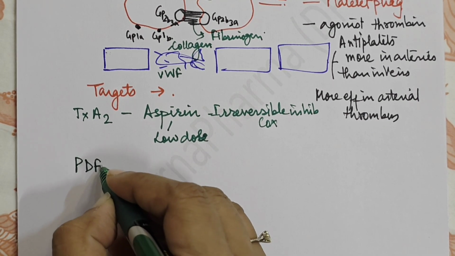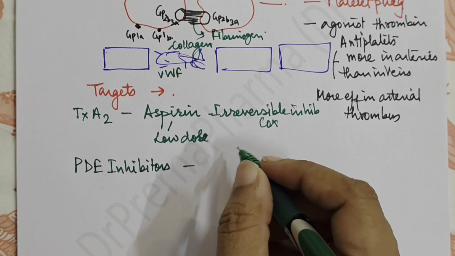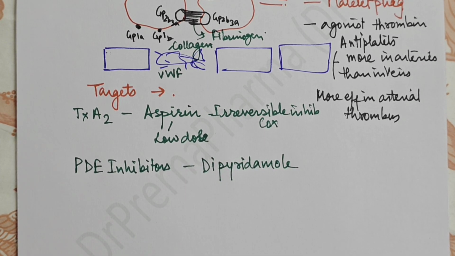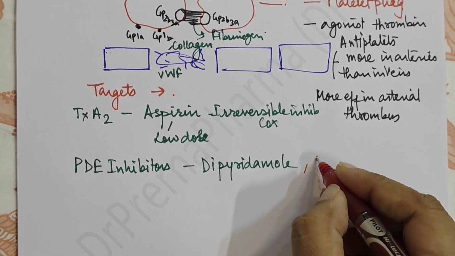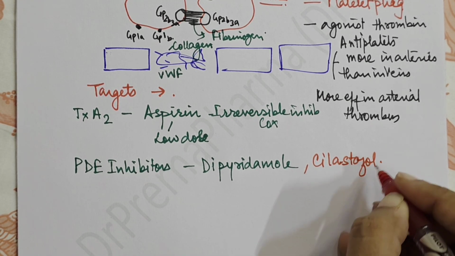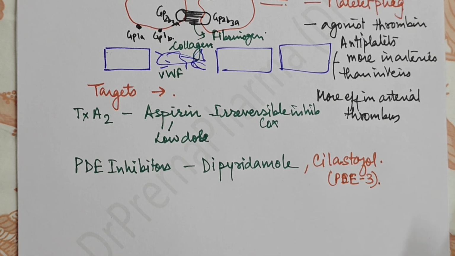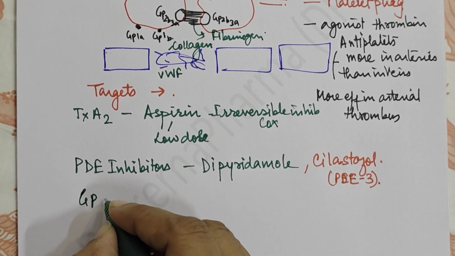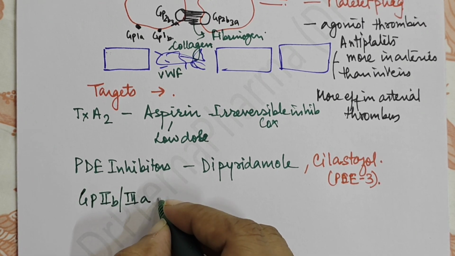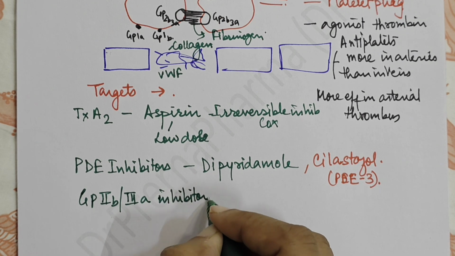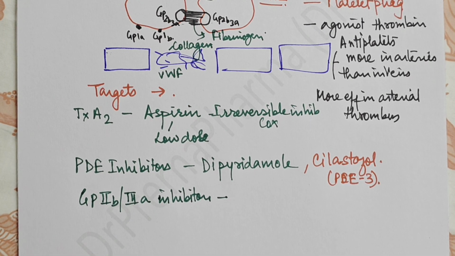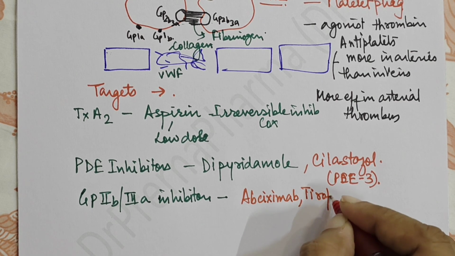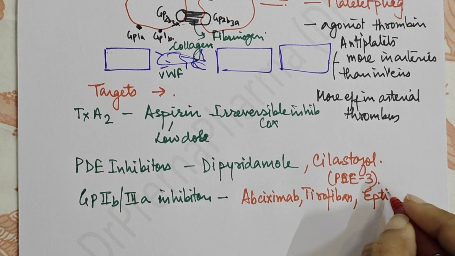Then we have PDE, phosphodiesterase inhibitors, and the drug that we have in phosphodiesterase inhibitors is dipyridamole. Okay, so this is the drug that is a phosphodiesterase inhibitor, and it is acting through this mechanism. There's another drug in this which is known as cilostazol. This is a PDE3 inhibitor, and this also has action on the thrombosis. Then the next target is GP2B3A. Okay, so GP2B3A inhibitors, what are they? Because you can see this GP2B3A is playing a major role here. So in GP2B3A inhibitors the drugs that we have are abciximab, tirofiban and eptifibatide.